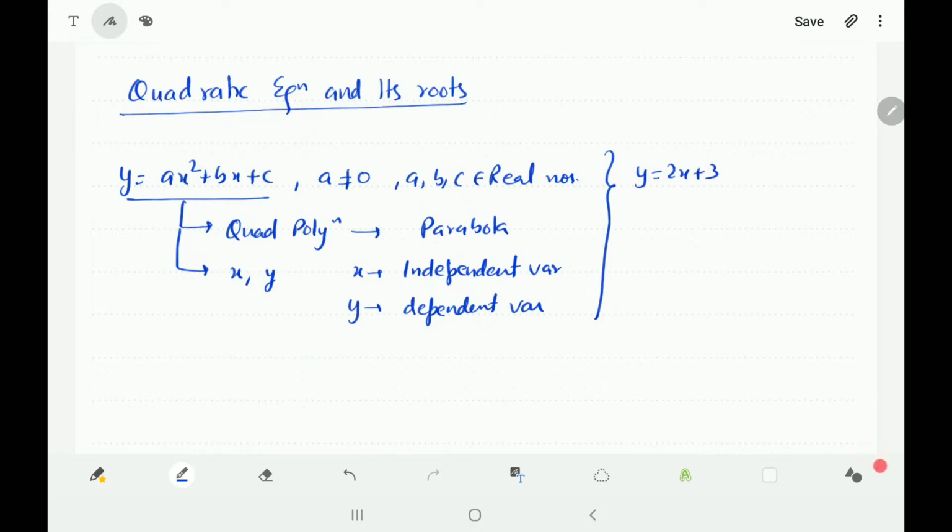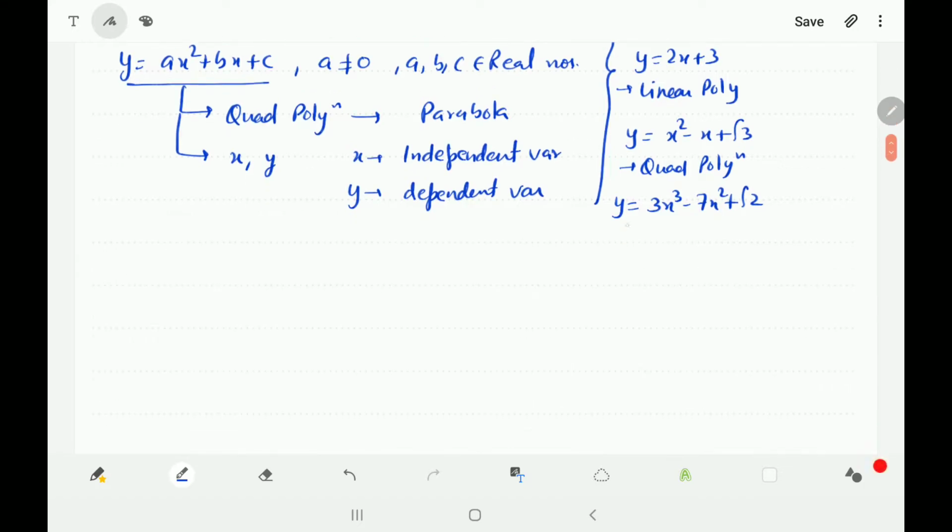2x plus 3, here the expression has degree 1, we say it is a linear polynomial. Say if I write y is equal to x square minus x plus root 3, here all the coefficients are real, okay. The degree is 2, we call it a quadratic polynomial. Or say if I have the expression 3x cube minus 7x square plus root 2, this is degree 3, we call it a cubic polynomial. Similarly, degree 4 is known as, say if I write x to the power 4 plus 1, this is known as biquadratic polynomial.